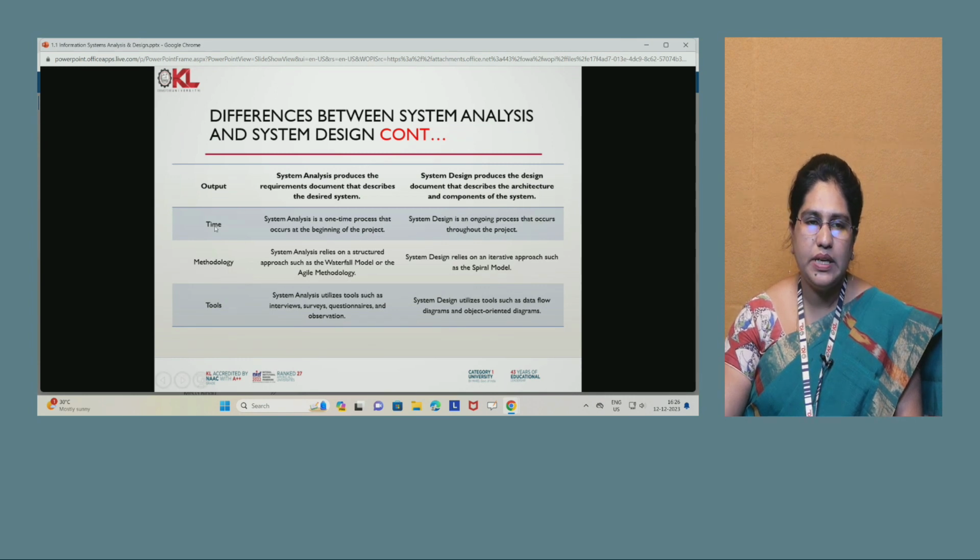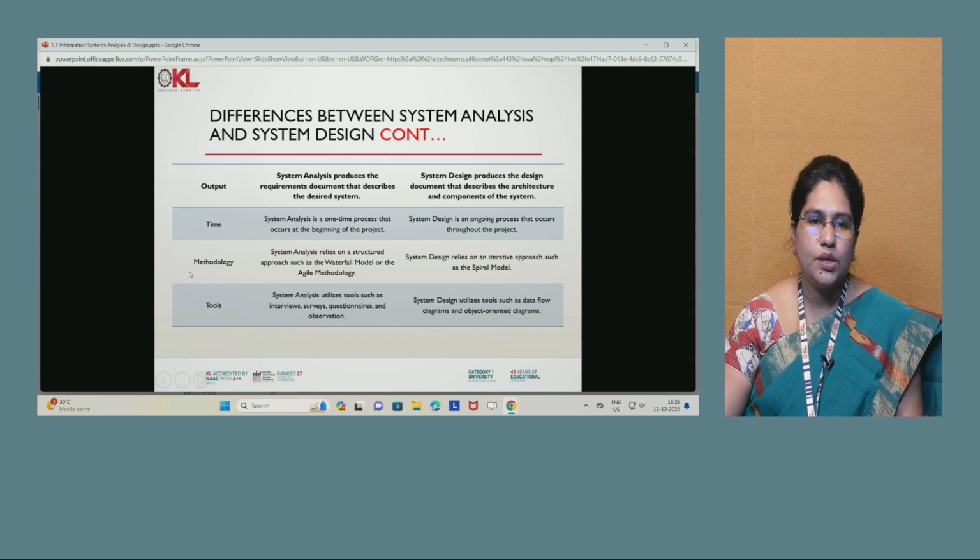And the fifth one is time. What does time mean? System analysis is a one time process that is done in the beginning of the process only. Okay, in the system design, it is an ongoing process. So throughout the project we can use this system design. Wherever we need it, modifications can be done, it can be designed throughout the project. In the time, analysis is a one time process, and system design is an ongoing process.